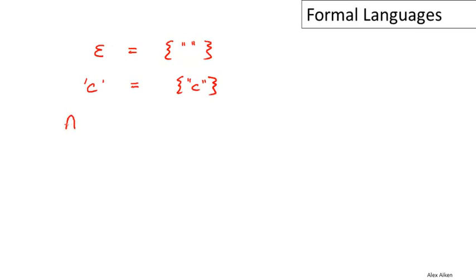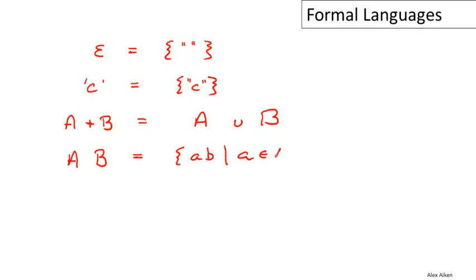So for example, A plus B, that was equal to the union of the sets A and B. And we had the concatenation, so I could juxtapose A and B, and that was equal to a cross product, where I selected a string from each set in order and concatenated them together. And finally, there was iteration. So I could write A star, and that was the union over i greater than 0 of all the sets A to the i.